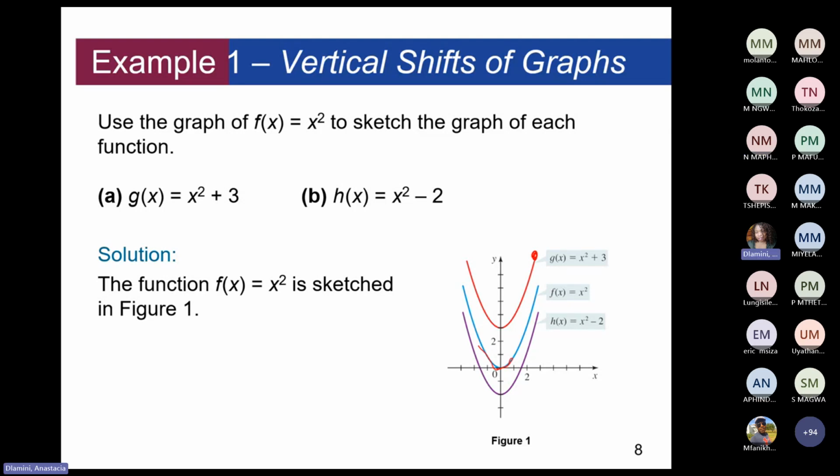Okay. So now the blue graph is the original f of x. It moved 3 units up, which becomes the red one, and then it moved 3 units down, it becomes the purple one. So the function f of x is equal to x squared is sketched in figure 1.